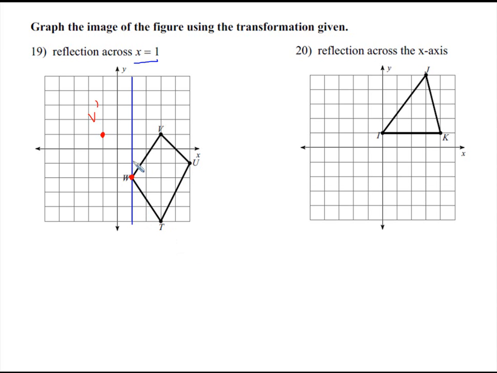U right here is 1, 2, 3, 4 spaces from the line. So I'm going to move 4 spaces. 1, 2, 3, 4. That's where U prime will be. Then T is 2 spaces from the line, to the right. So I'll move 2 spaces from the line to the left. That's where T prime will be. Then if I connect all the points, I'll get my shape.